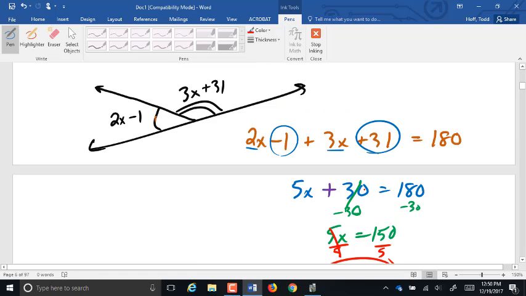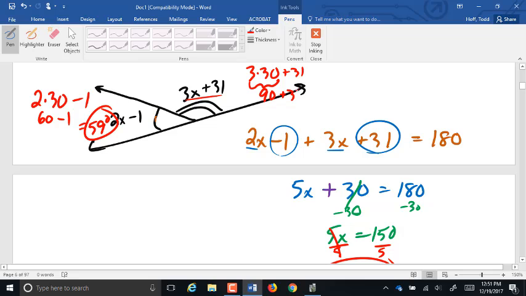Now I wasn't asked to find what x is. I have to find the angle. So I need to go back up here. X is 30, so this is 2 times 30 minus 1. 2 times 30 is 60, minus 1 is 59. I'll do the same over here, and I'm going to have to double check to see if they add up to 180. So 3 times 30 plus 31. 3 times 30 is 90. Plus 31 is 121 degrees. 121 and 59 do add up to 180. So we're pretty confident that that's the right answer.